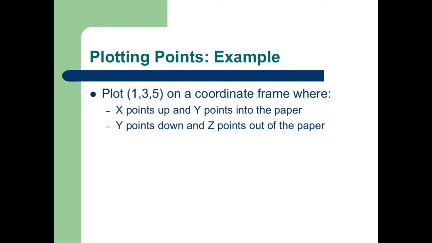Okay, let's do another example. 1, 3, 5. If x points up and y points into the paper, there's y, there's x. So x is up, y is into the paper, so my z for a right-handed coordinate system is that way, away. So my ground plane again is yz here, right? So we're going to draw our little tick marks. And we're going to have horizontal tick marks on this one and diagonal tick marks on this one.